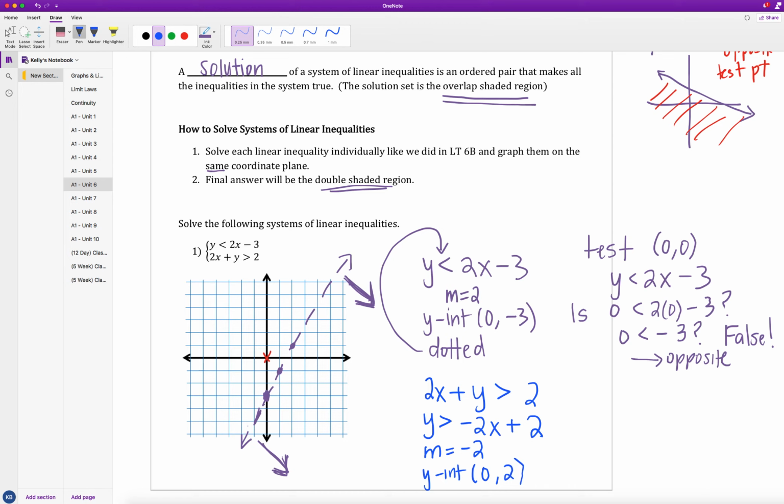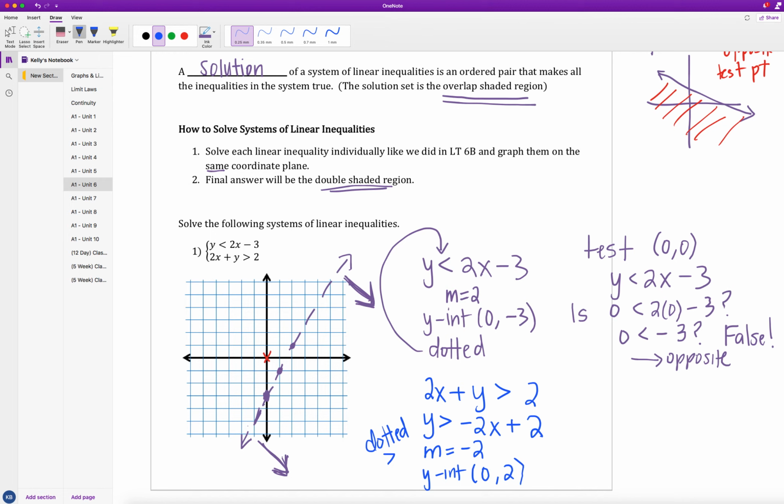I now have enough information to graph, but I first need to remember if this line will be solid or dotted. What do you guys think? Will we have a solid or a dotted line? For this one, we're also going to have a dotted line because I have an inequality sign that does not have an equals to bar, so I just have the greater than sign.